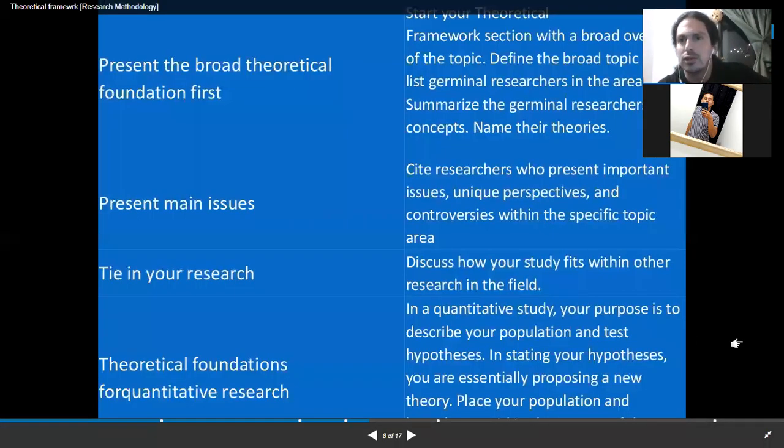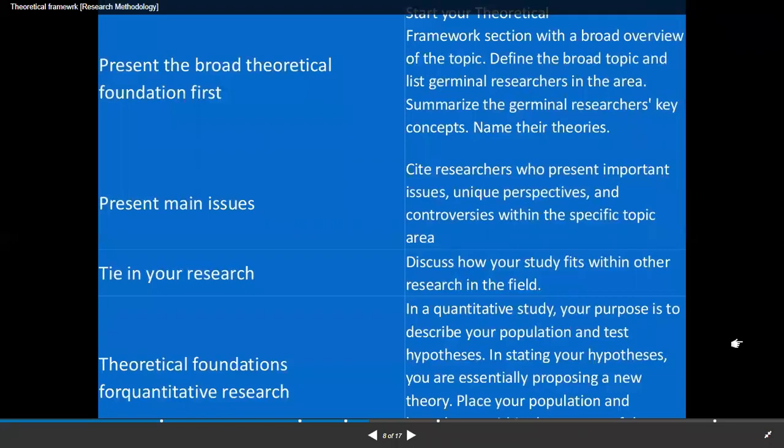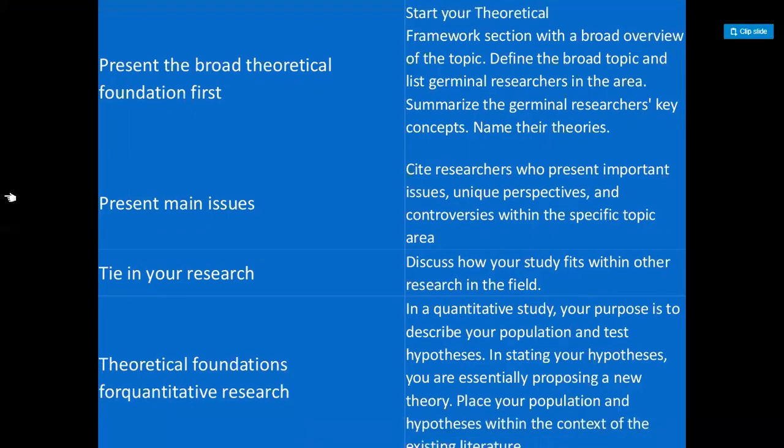This one right here. Let me minimize this. Okay, so it says right here, what to be taken into account for the theoretical framework. First of all, you need to present the broad theoretical foundation first, right? So you're going to give, for example, a broad definition about that, and summarize the most important concepts or the most important information about those theories. You're going to present the main issues about that, right?